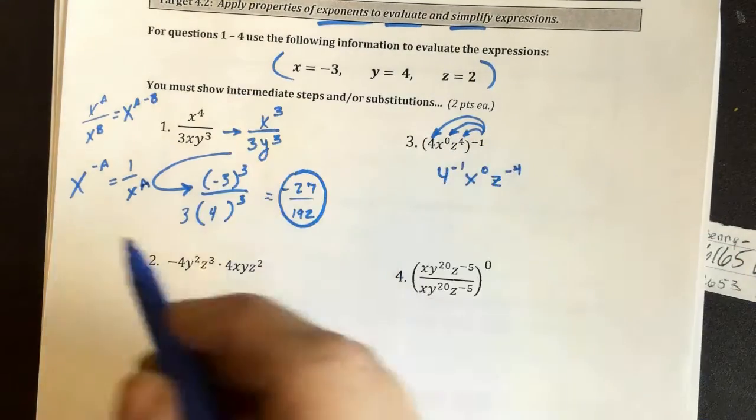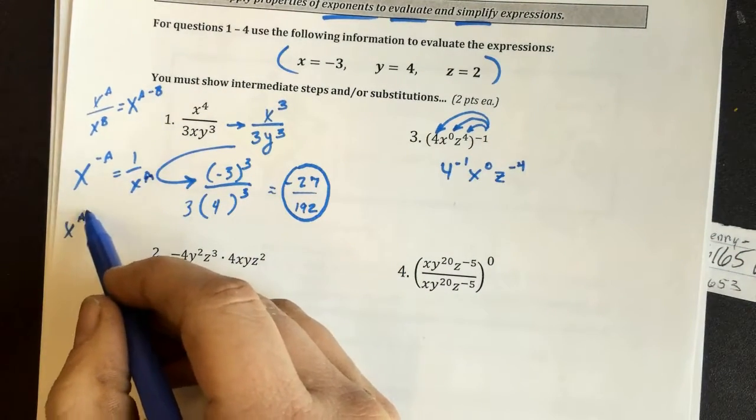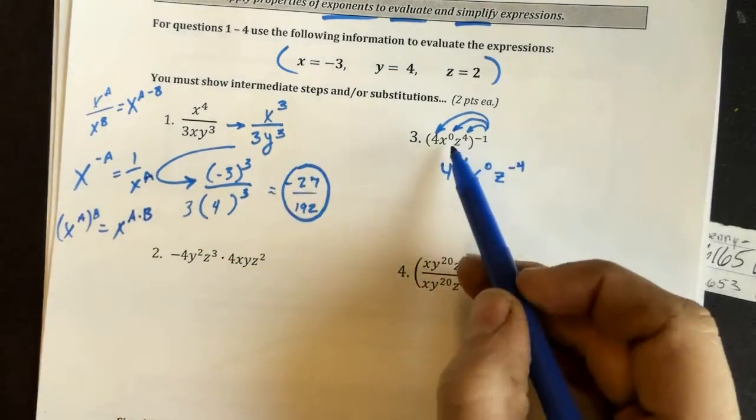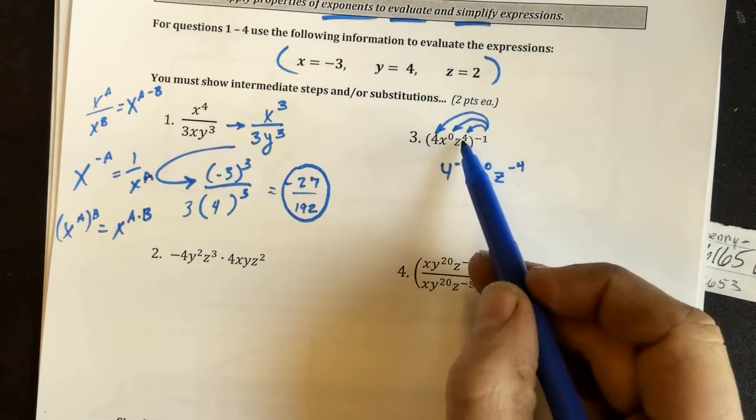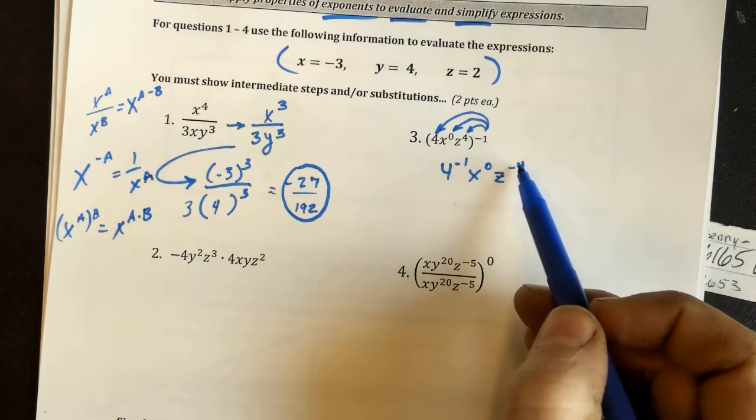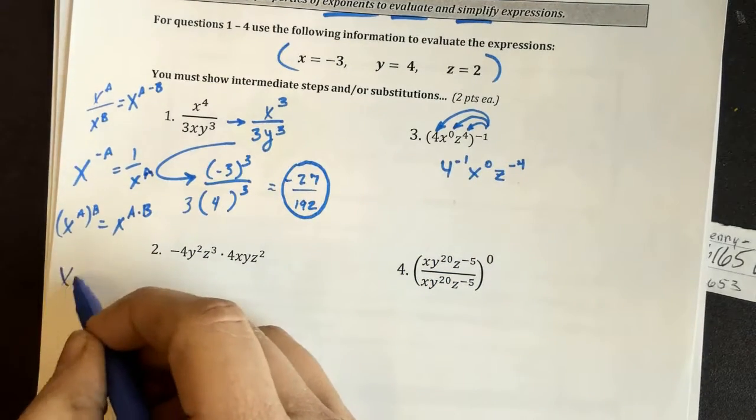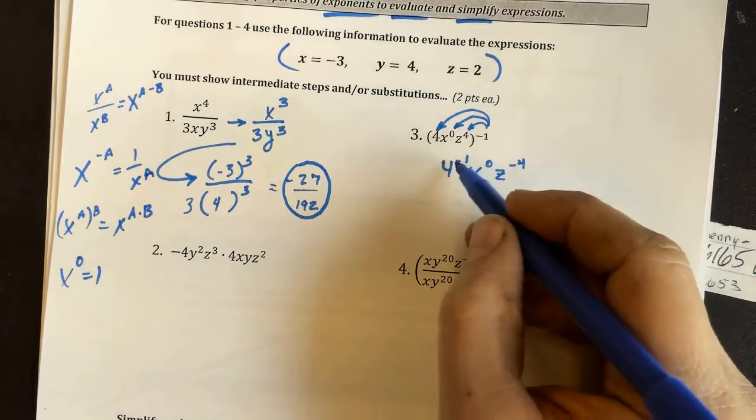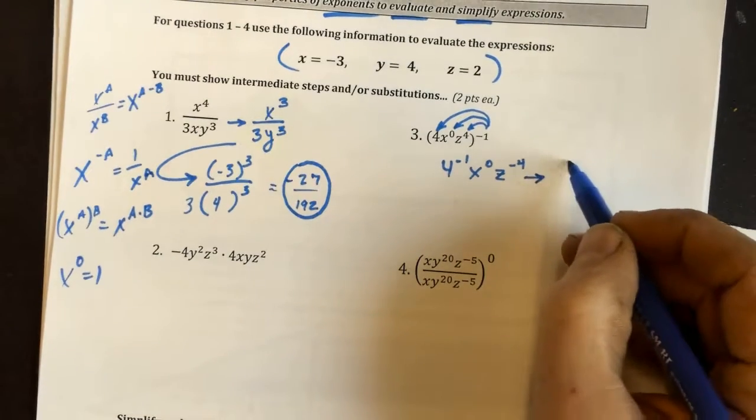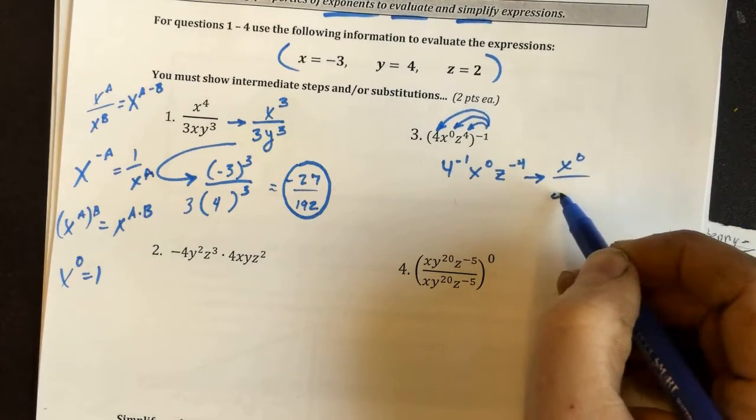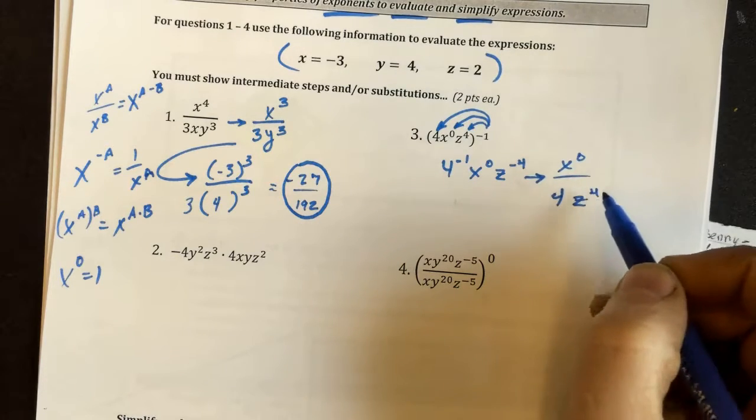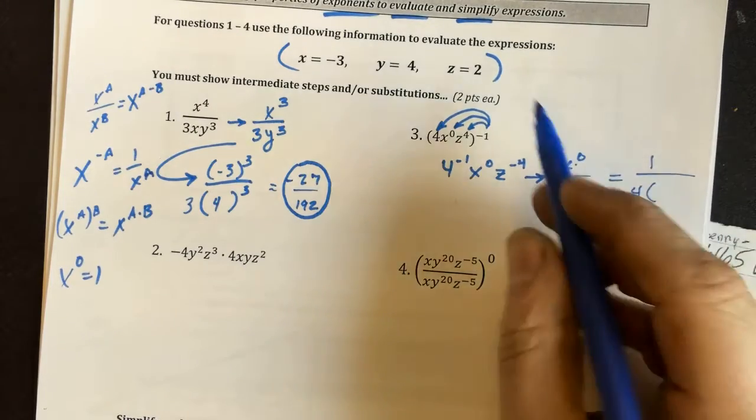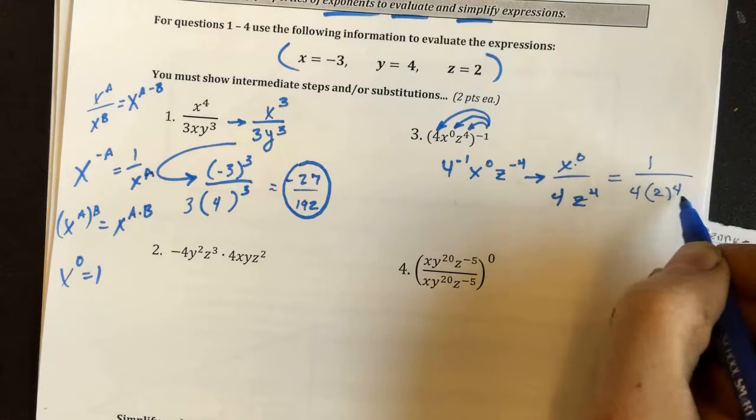How did these happen? Well, I'm using another rule as well, that with a power of a power you multiply. 0 times negative 1 is 0. 4 times negative 1 is negative 4. And by the way, anything to the 0 power becomes 1. So these two negative exponents need to be rewritten in the denominator, like this. And now that becomes 1, and z is 2, so we have 2 to the fourth power.